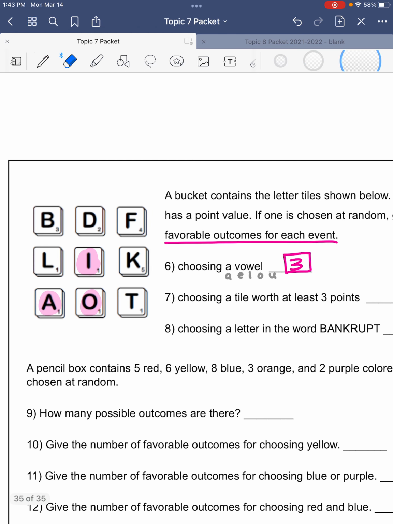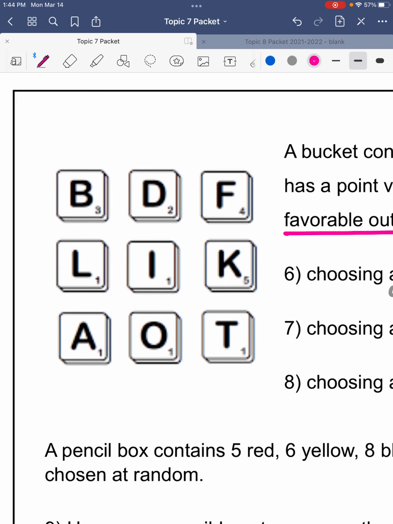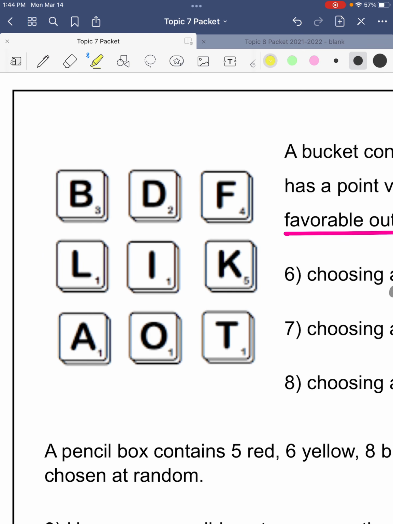Okay, let's erase that. Now, choosing a tile worth at least 3 points. So that's key, at least 3 points. So that means greater than or equal to 3 points. So 3 is included. And I know that this is hard to see, but this B is worth 3 points. So that one counts. Okay, D is worth 2 points. That one does not count.